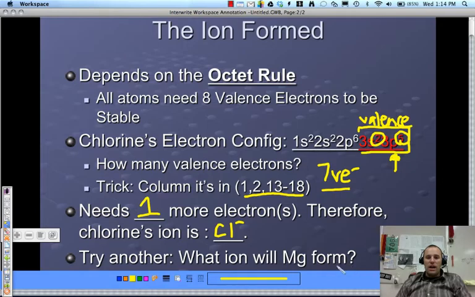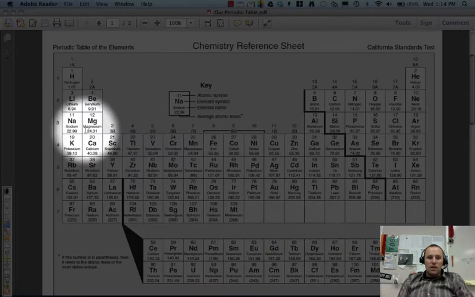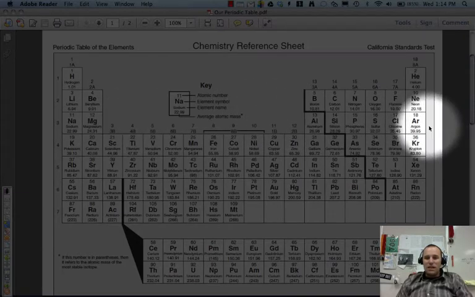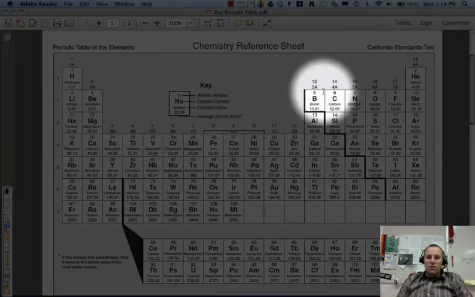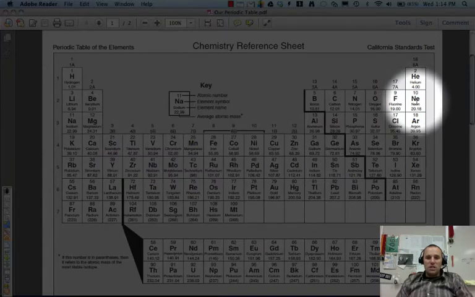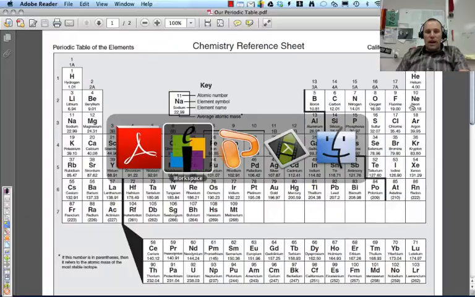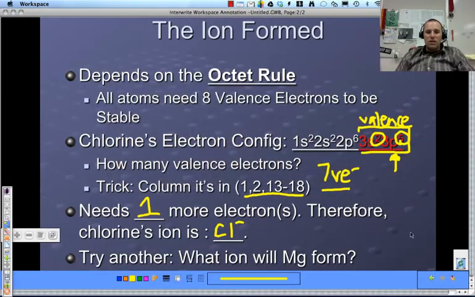Here's another one to try. What ion will magnesium form? Look at your periodic table. Magnesium is in the 2 column, okay, so it has 2 valence electrons. Do you think it's going to gain 6 to be like argon, or is it going to give up 2 to be like neon? It's much easier, it's sheer numbers, it's much easier to give up 2 to be like neon. So how do you say give up 2 electrons? That would be 2 plus, right? So magnesium's ion is Mg2 plus.